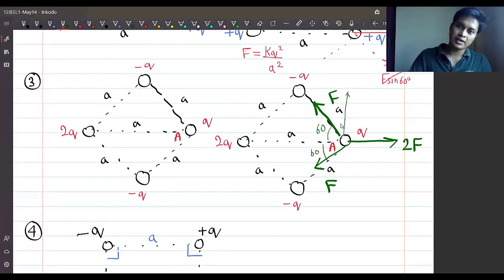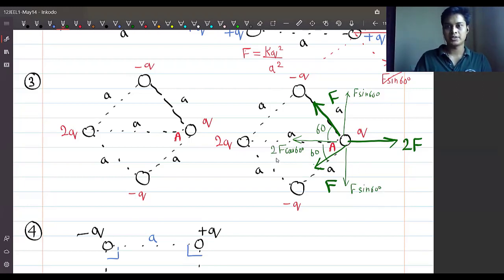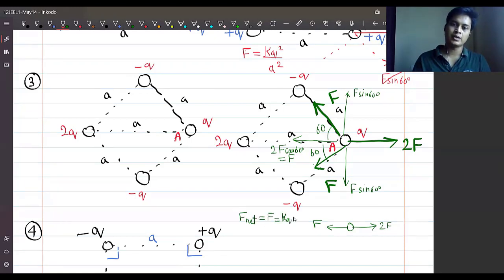I can take components of f in two direction. So f cos 60 here and f sin 60 over here. Again, I'll take the component of this f, that will be f sin 60 over here, and f cos 60 will get added, so 2f cos 60. So this will be 2f cos 60, that is f, and this is 2f. So resultant will be 2f minus the f. So net force is just f, that is kq square upon a square towards the right direction.